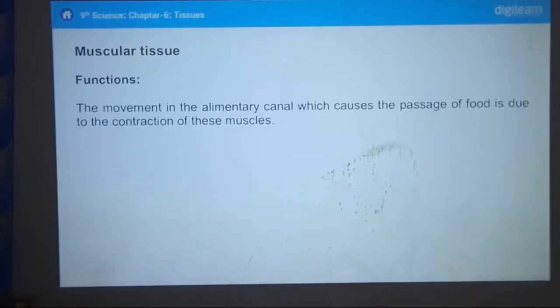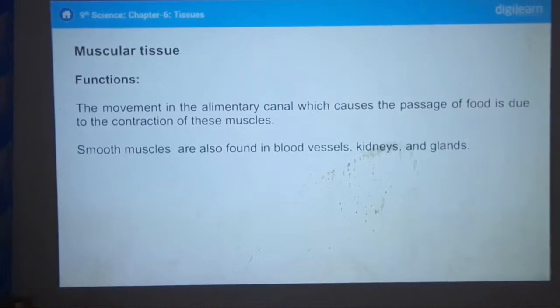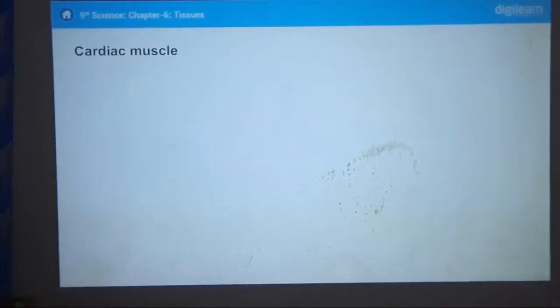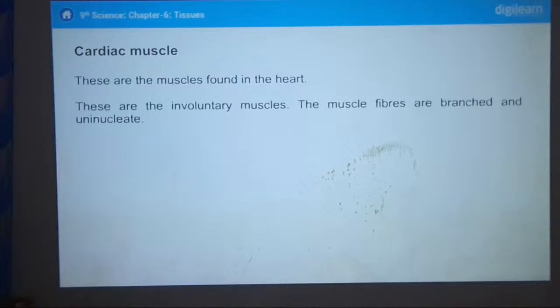Functions: the movement in the alimentary canal which causes the passage of the food is due to the contraction of these muscles. Smooth muscles are also found in blood vessels, kidneys and glands. Cardiac muscle. These are the muscles found in the heart. These are the involuntary muscles. The muscle fibers are branched and uninucleate. They are responsible for continuous heartbeat.